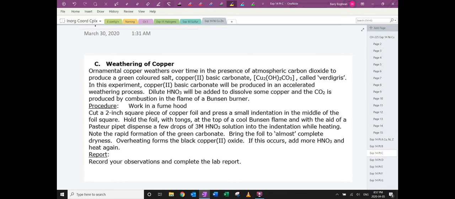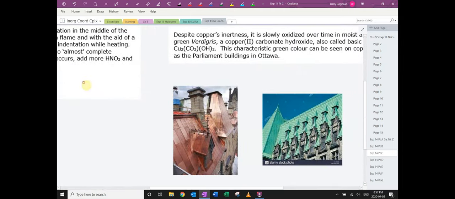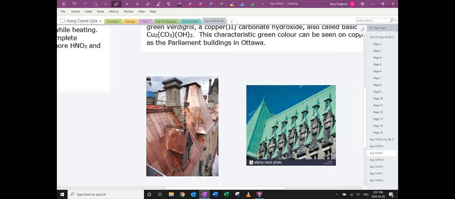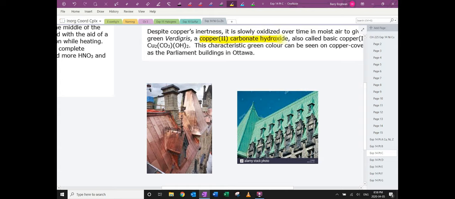Experiment 14, Part C: the weathering of copper. How does copper weather? Take a look at this picture here. Roofs, such as that of the apartment building, that are covered in copper or copper alloys like brass, over time, months or years, develop this green oxidation coating, and that is called copper 2-carbonate hydroxide. Common name is verdigris. Carbon dioxide in the air plus water oxidizes slowly. It's a protective coating, and some people consider it attractive.